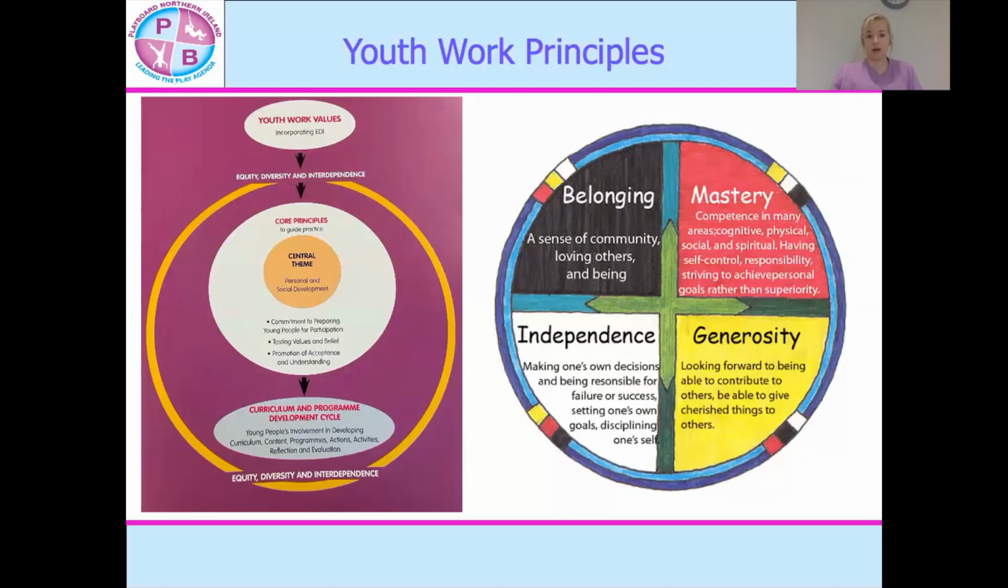So let's just look at the 4 wee elements here before we move on. So we've got belonging, a sense of community, loving others and being. Mastery, competence in many areas, cognitive, physical, social and spiritual. Having self-control, responsibility, striving to achieve personal goals rather than superiority. Independence, making one's own decisions and being responsible for failure or success. Setting one's own goals and disciplining oneself. And generosity, looking forward to being able to contribute to others, to be able to give cherished things to others.